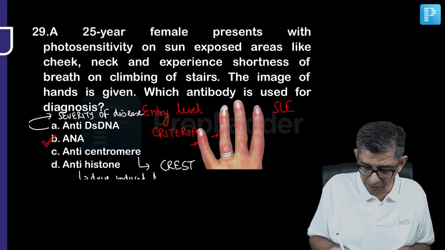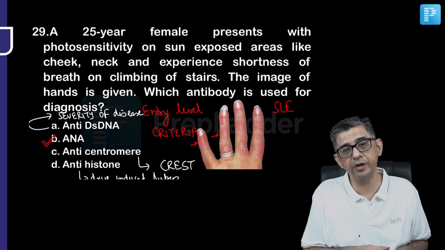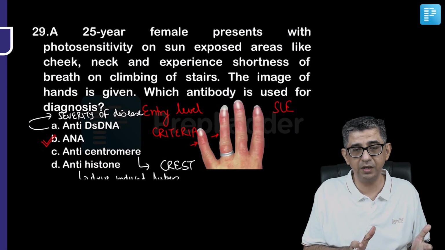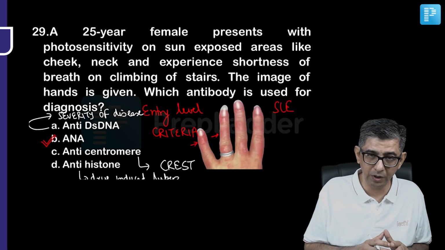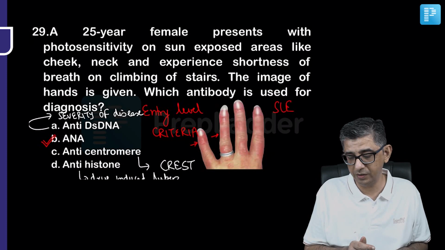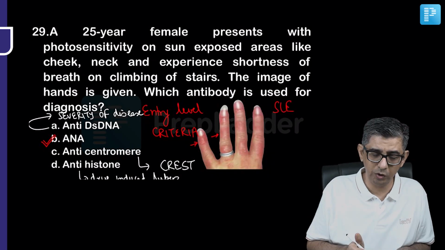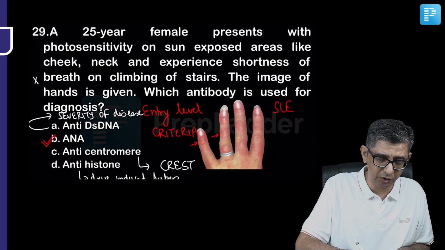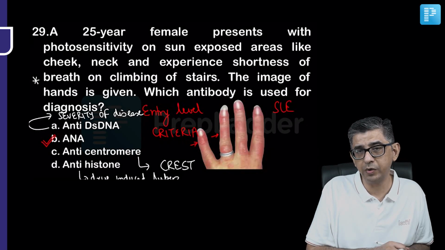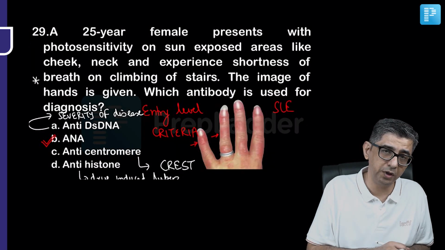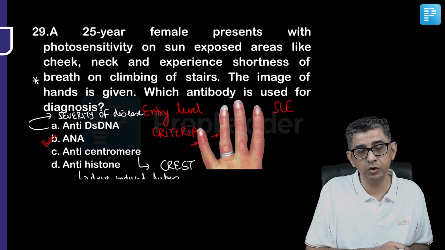I mean, the traditional question in the exam is entry-level criteria for SLE. He just disguised it in the question by not describing the word SLE per se, but he described photosensitivity. And how do you explain the shortness of breath? Then I can say that there could be a pleuritis component present in the patient. There could be a pleural effusion developing in a patient, and that could explain the shortness of breath.